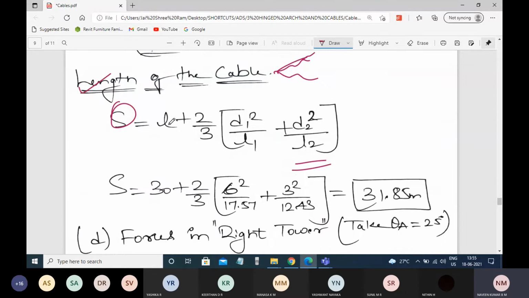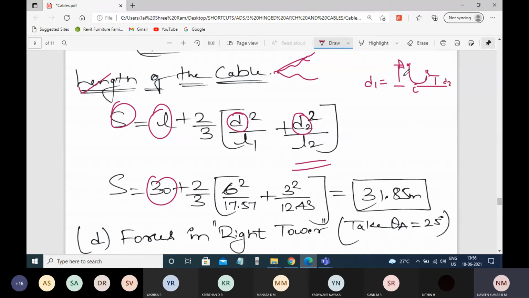So you already know L equals L1 plus L2. That is given in the problem statement. You can substitute. And this D1 and D2 are the dips. D1 is the vertical distance from support A to C, and D2 is the distance from support B to C.